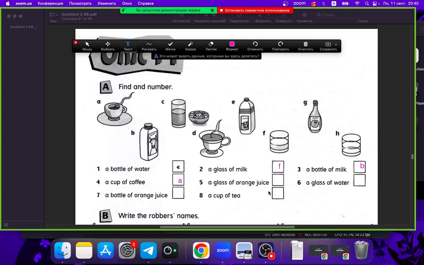A is a cup of coffee. A glass of orange juice is obviously C because we can see a half of orange over here. A glass of water, where is it? You can mix up a glass of milk and a glass of water, but if you look carefully, you understand that this is white, and if you look at this glass, you can see through it. So this is a glass of water. There is a bottle of orange juice. This is a glass of orange juice, and this is a bottle of orange juice, G, and a cup of tea. There is only one picture left, so D is the answer.